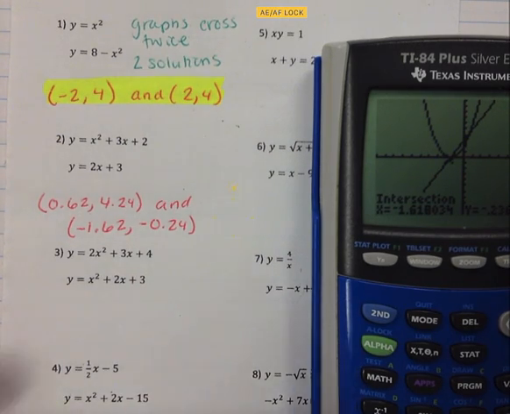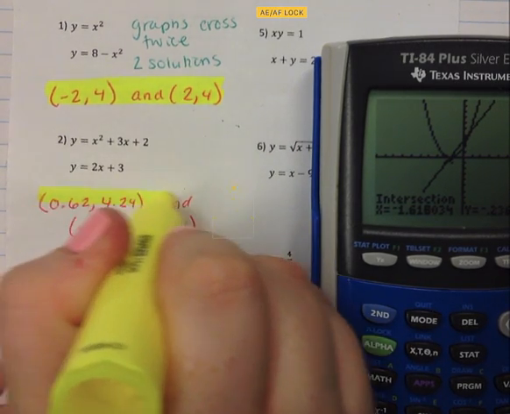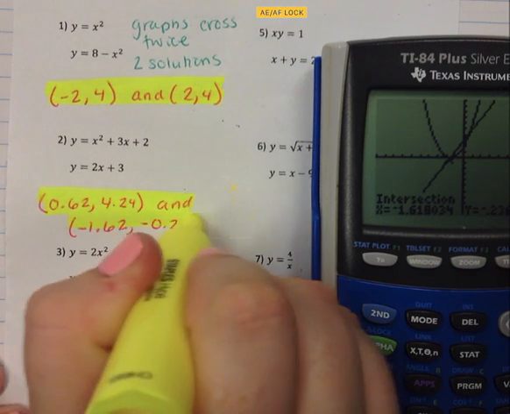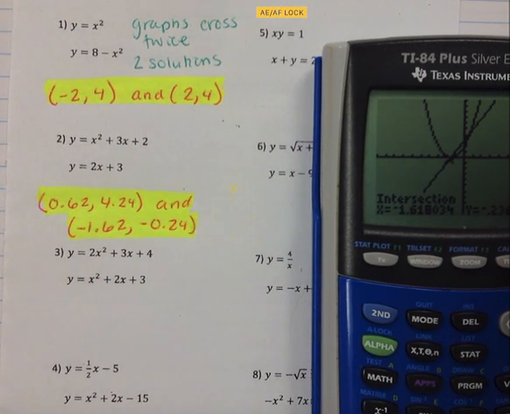Those are two solutions, so we can highlight them. Now, these are rounded answers, so plugging them back into the equations would not give us exact answers, but they would be relatively close.